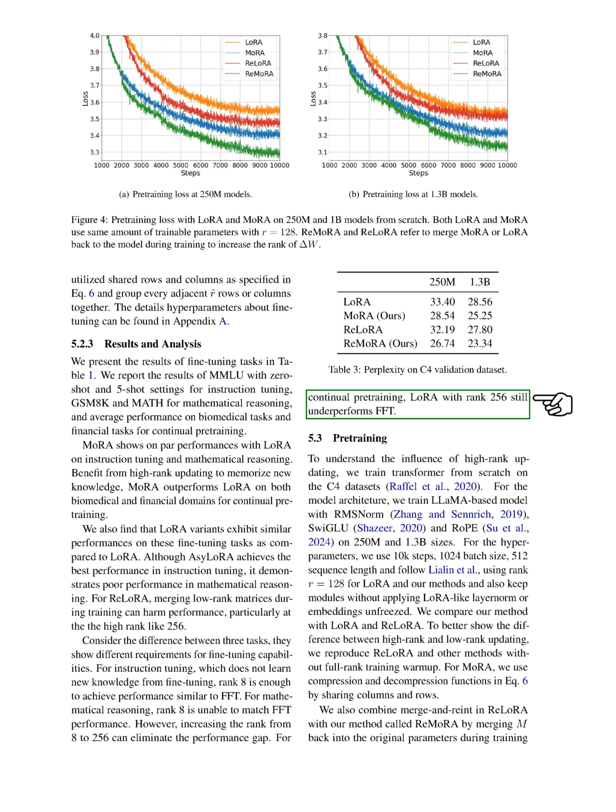Section: Pre-training. In this section, we explored the impact of high-rank updating by training a transformer model from scratch on the C4 datasets. We used a specific model architecture with various components like RMSNorm, SwiGLU, and RoPE on different dataset sizes. Our hyperparameters included steps, batch size, sequence length, and rank values for LoRA. We compared our method with LoRA and ReLoRA, focusing on the difference between high-rank and low-rank updating.